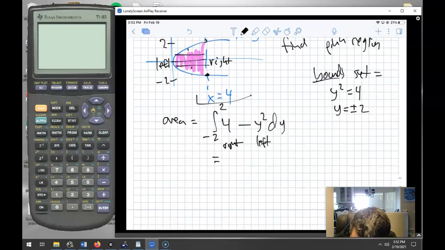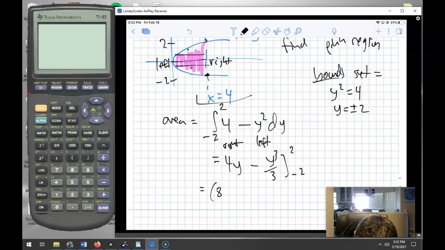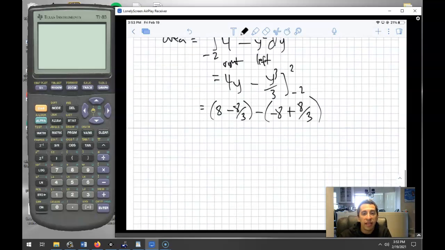Okay, and this integral, of course, is very easy to do. 4y minus y cubed over 3, going from negative 2 to 2. This is going to be 8 minus 8 thirds minus negative 8 minus, negative 2 cubed is still negative, so plus 8 thirds, and then I'm giving up. That's just some random number, that's fine. Okay, so that's how you'll find the area.